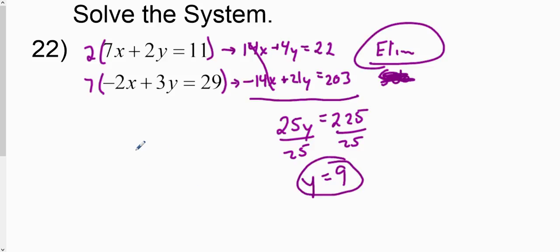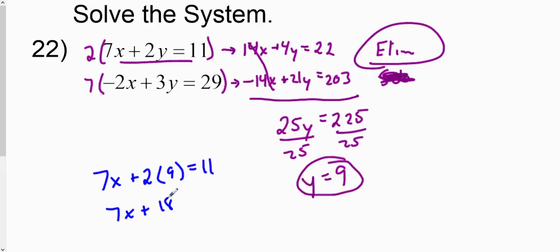Once we get y equals 9, let's plug this back in. I'm going to use the top one. So we plug in y in the top one: 7x plus 2 times 9 equals 11. That's going to be 7x plus 18 equals 11.